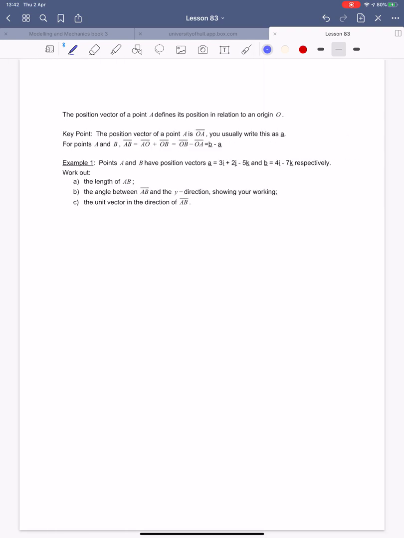Right, let's go into some examples. That diagram was a bit hard, set my eyes funny.